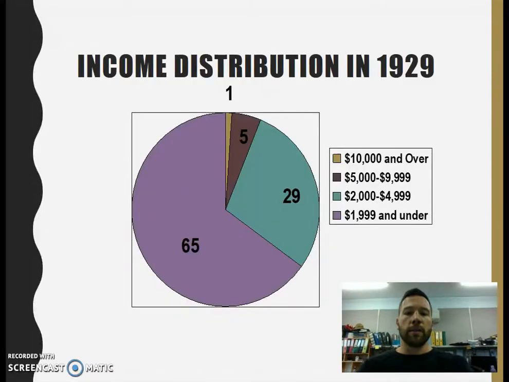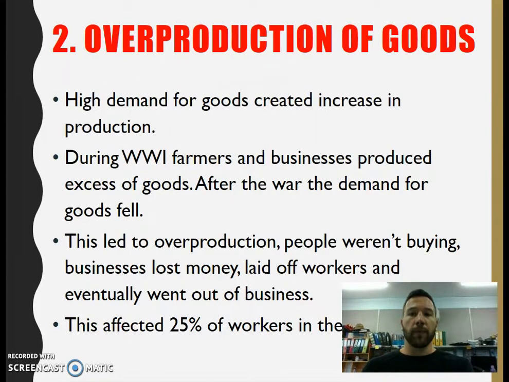So this pie chart here shows the income distribution in America. You've got 1% earning over $10,000, and most people, two-thirds of people, earning under $2,000. So it shows you that real wealth gap in America, but it didn't stop those middle and lower classes wanting those goods, and they could get them by buying on credit.